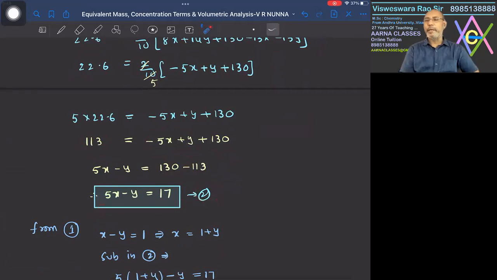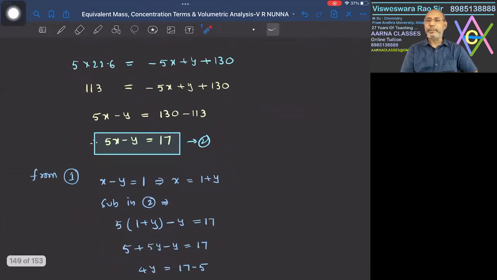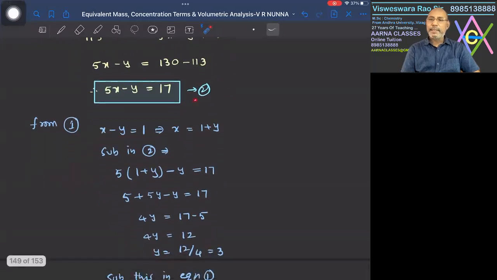So I have two variables. To find two variables, I need two equations. So I got these two equations. From these two equations, what is the first equation? This is the first equation, and this is the second equation. I can simplify to find x and y.